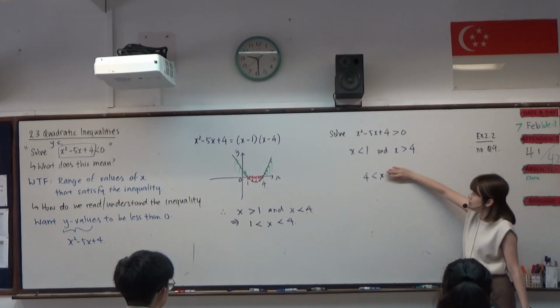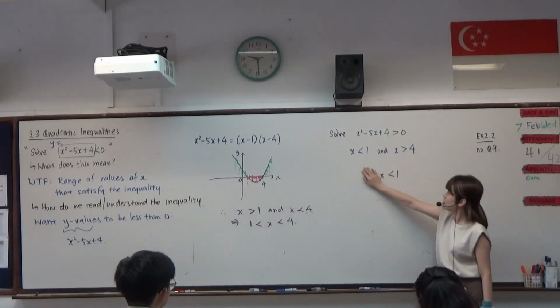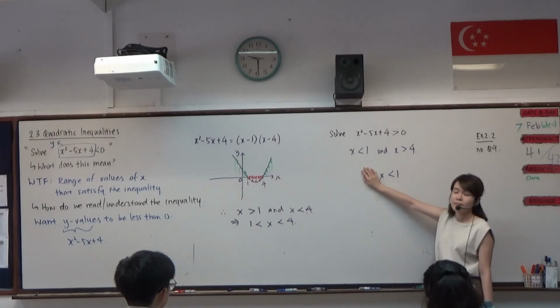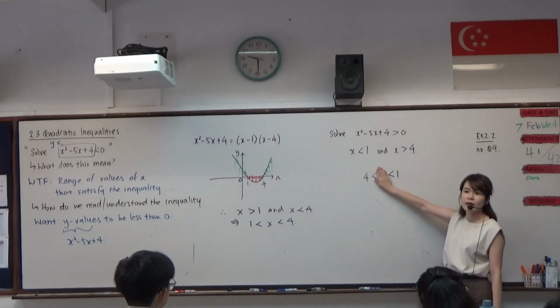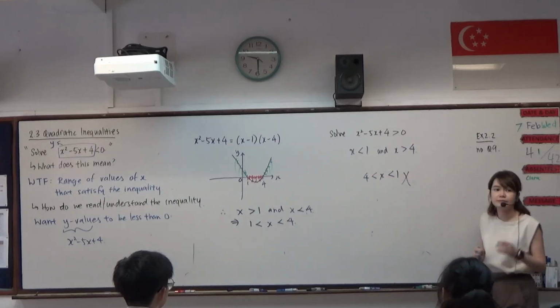Individually it makes sense. x greater than 4, that's true. x less than 1, that's true. But if you look at them joined together, is 1 greater than 4? No, right? So you cannot write it this way.